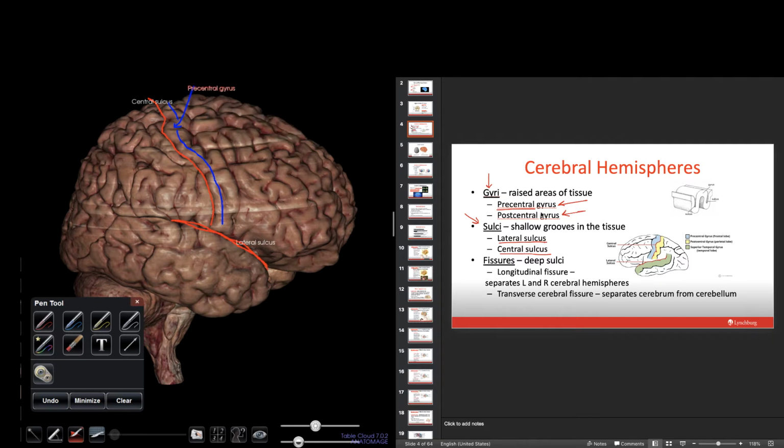Okay, and then we have a postcentral gyrus, which is going to be the raised area of tissue right behind the central sulcus. So if you look just behind the central sulcus, you're going to see this area of tissue here, raised area of tissue right behind it, and that's going to be my postcentral gyrus.